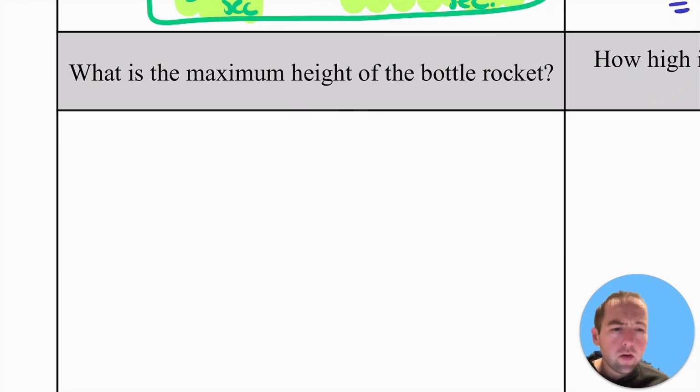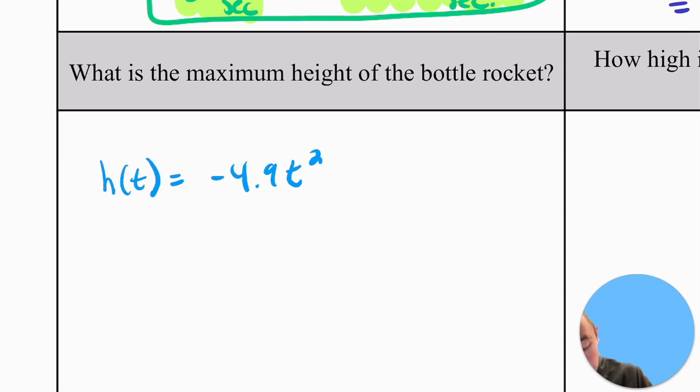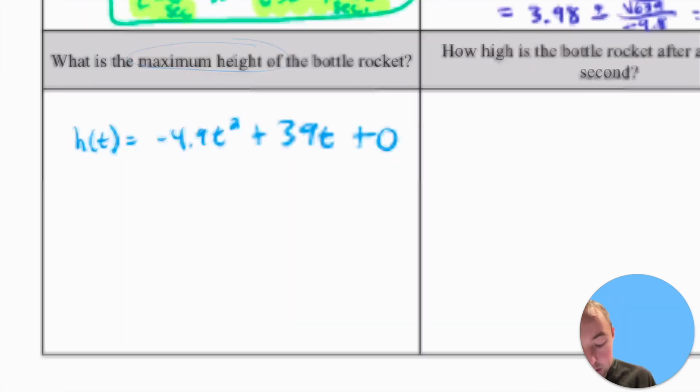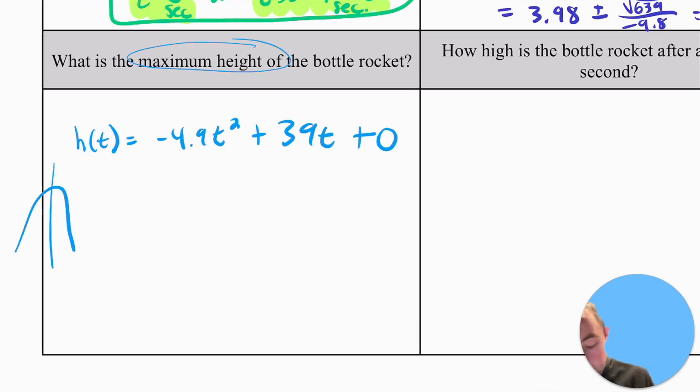Okay, so if we want to determine the maximum height for this bottle rocket, since the equation we have is currently in this form, negative 4.9t squared plus 39t plus 0, which is standard form, we know that the maximum height will occur at the axis of symmetry. So we're going to have to find the axis of symmetry first. This is a quadratic in standard form, so we'll use negative b over 2a.